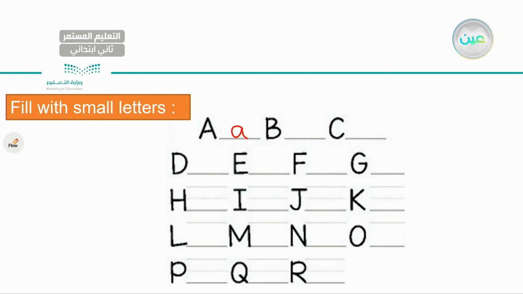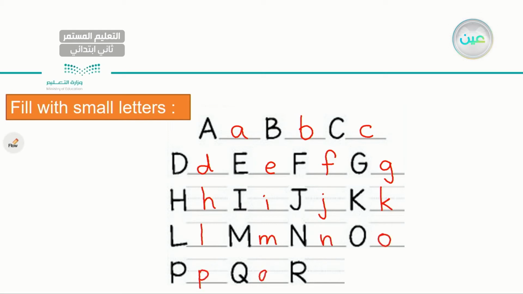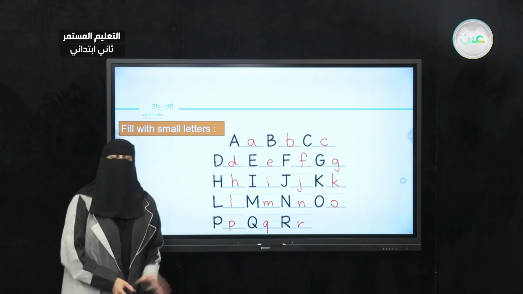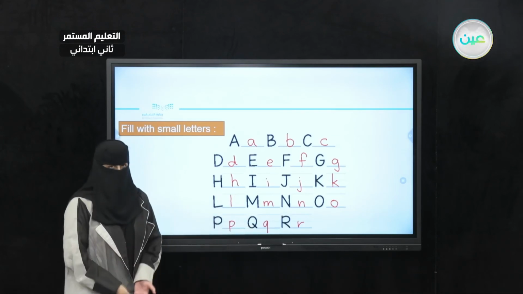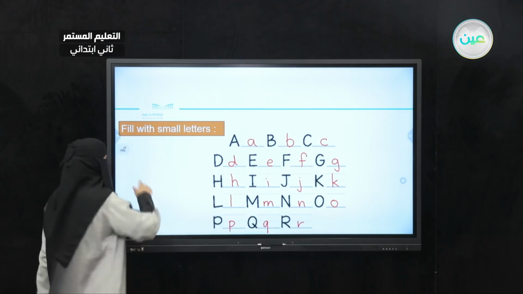A, small a. B, C, D, E, F, G, H, I, J, K, L, M, N, O, P, Q, and R. Very good, my dear student. So now we covered all the letters that we learned so far. Don't forget that we have more letters to come.